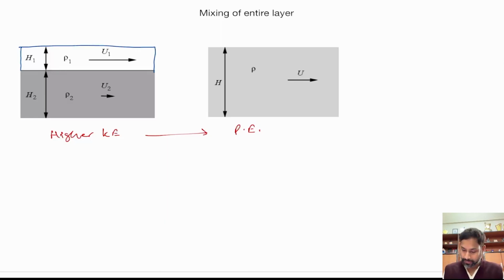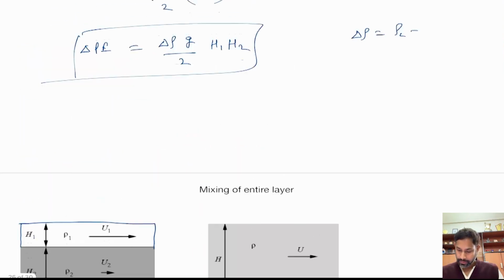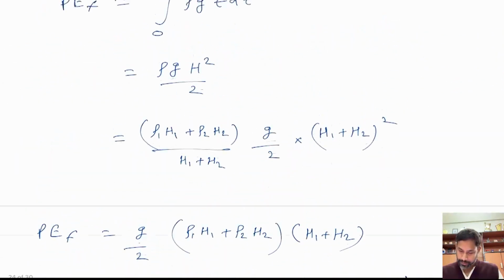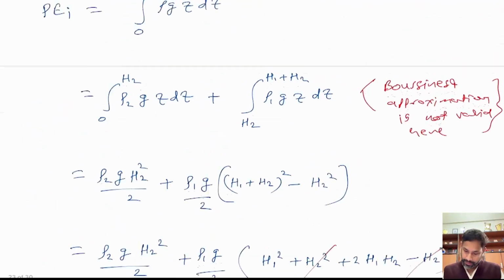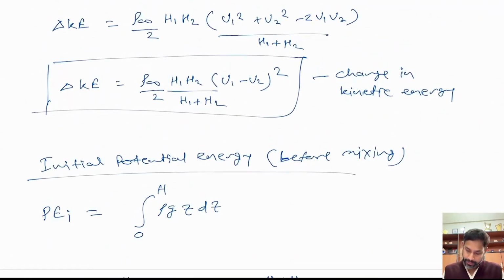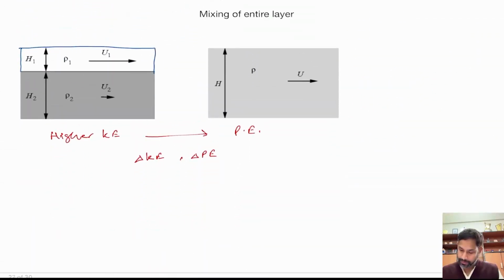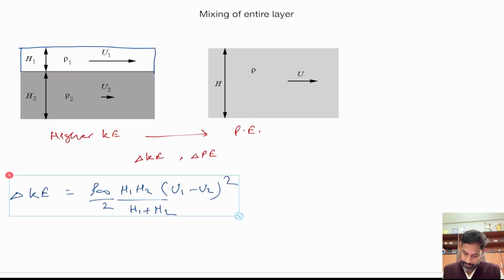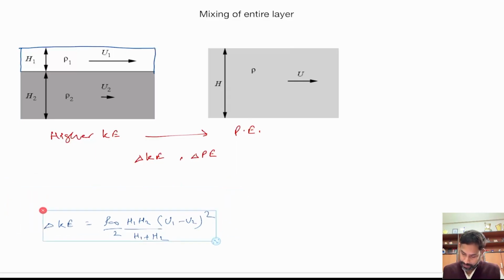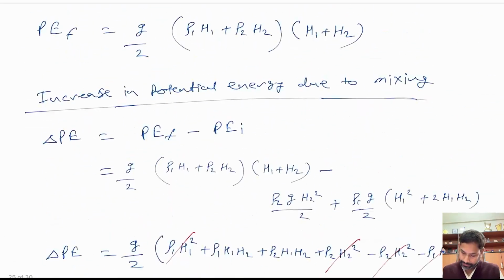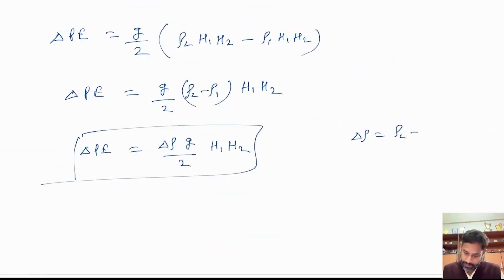So for this condition we have already derived what is the change in kinetic energy and what is the change in potential energy, right? So we have these two formulas that we have derived. This is delta KE, that is the change in kinetic energy if these two layers mix. So that is basically the reduction in kinetic energy that we can put here. And the other one is the increase in potential energy.